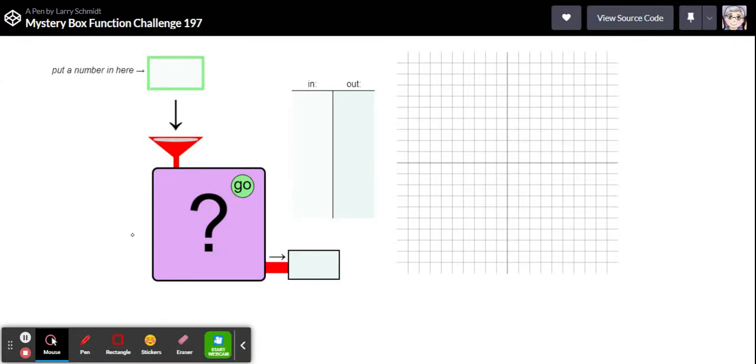Hello everybody and welcome to another Mystery Box Function Challenge. In the purple box there is some mystery math and your challenge is to figure out what it is. Use the link in the description, try this out, and when you think you've got an idea, come on back and see if we get the same thing.